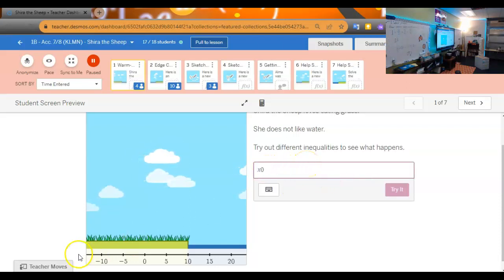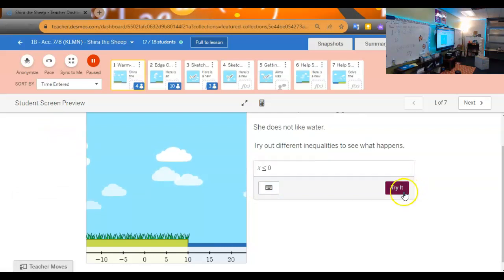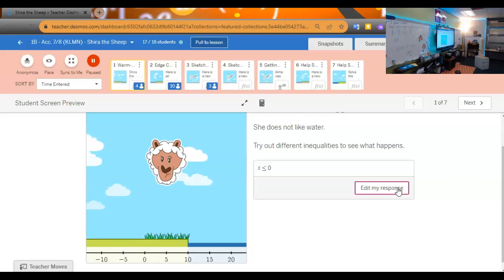And if you did not find it, if you hit the keyboard, less than or equal to. Okay. So now click try it. All right, so Shira doesn't end up in the water. But my challenge that we're not going to do together right yet is Shira left some of this grass not eaten. Shira would be the happiest, right? Because Shira's still kind of annoyed. Shira would be happy if we ate all of the grass.